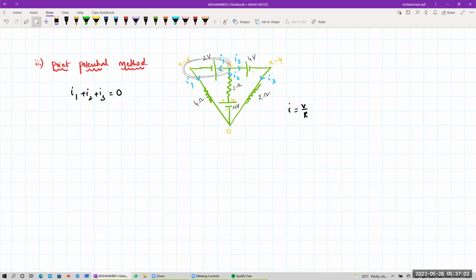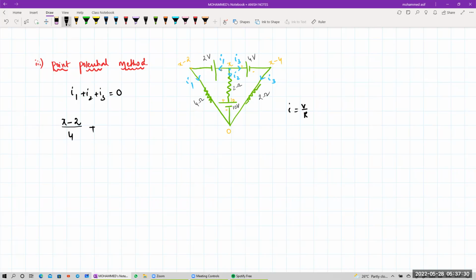I1 means what? From x to x minus 2 I am going. So I can write I1 will be equal to x minus 2, the potential, divided by the resistance of this one. Resistance is nothing but 4 plus I2. I2 current is in this one.